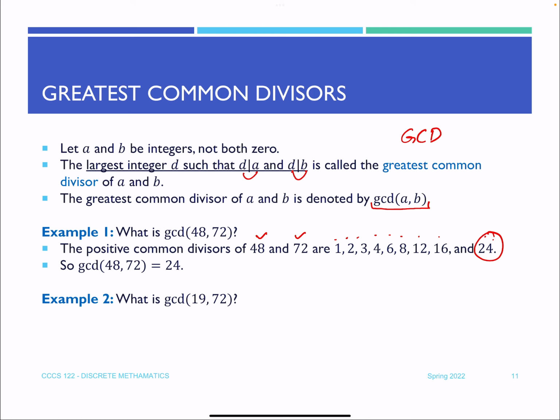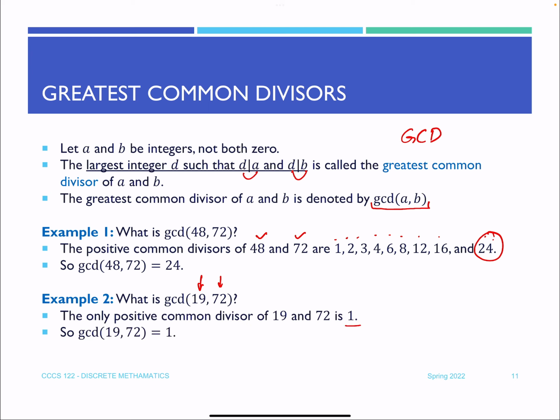Another example, what is the GCD of 19 and 72? Now, quickly see that 19 is a prime number, which means it is only divisible by 1 and 19. Now, 72 is not divisible by 19, so the only integer that remains that could be their common divisor is 1. And so the GCD of 19 and 72 is 1.